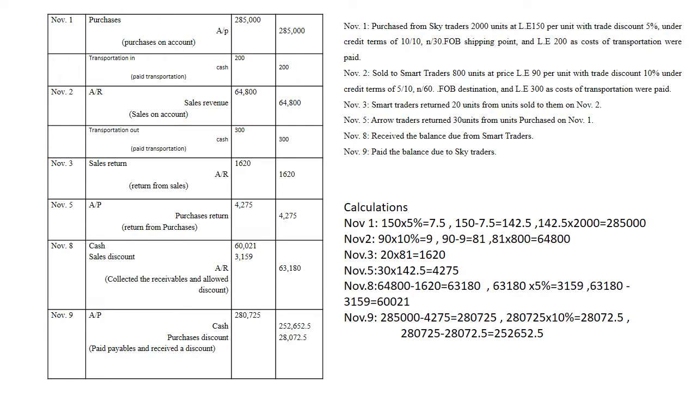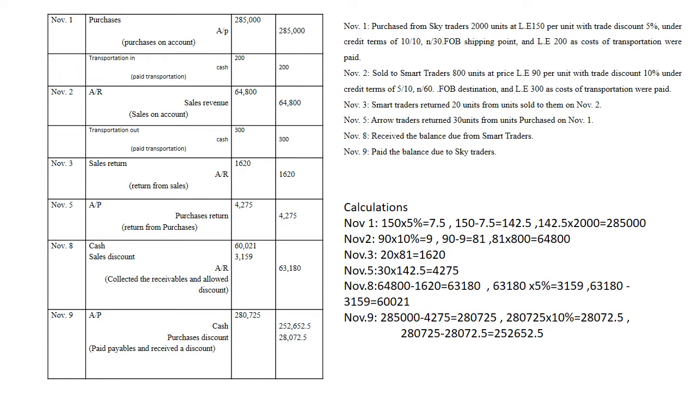What does it mean, trade discount 5%? The price is not going to be 150 because there is a discount of 5%. Trade discount means without any conditions, just on time of trade. How to calculate the 5% discount? You multiply 150 by 5 over 100. You get that the discount is 7.5 LE. So the price after the discount will be 150 minus 7.5, the price will be 142.5, multiplied by the 2000 units, because this 142.5 is the price for one unit.